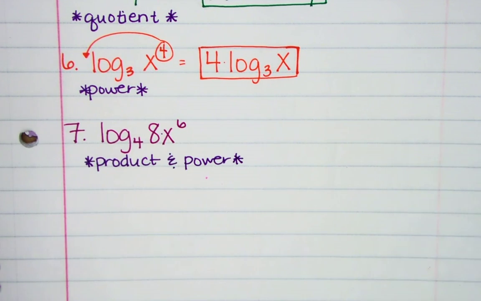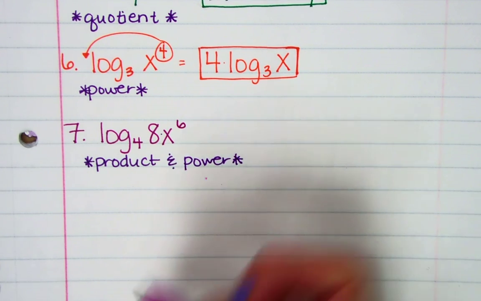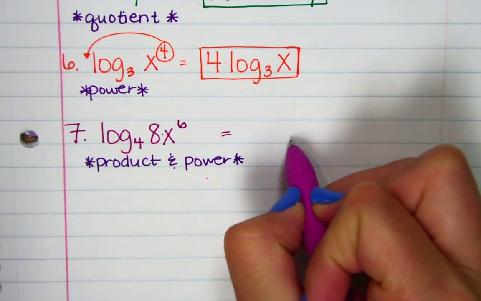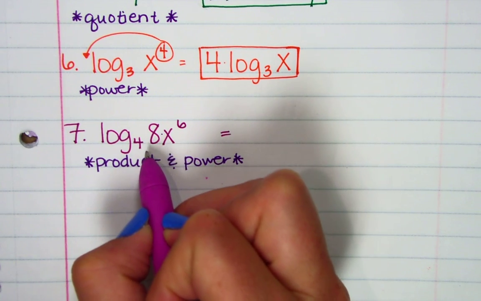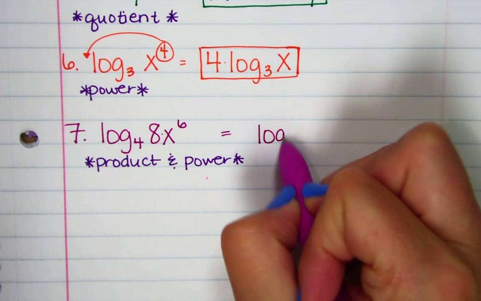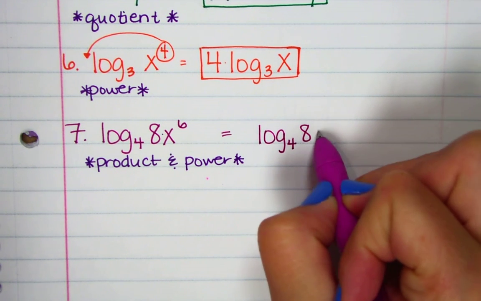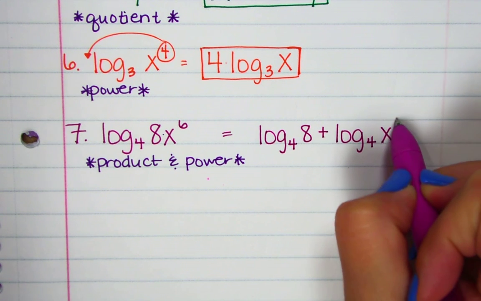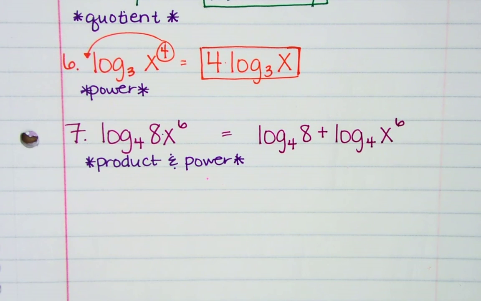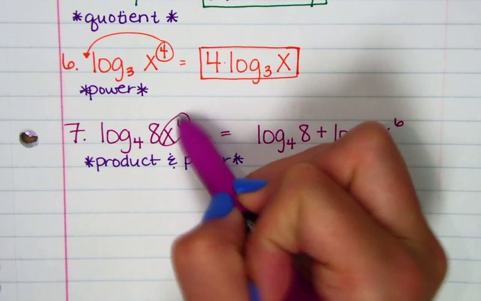What I would do is first, I saw product first, so I would separate that one first. So what does product mean that we do? Add. So it'll be log base 4 of 8 plus log base 4 of x to the 6th power. You'll see the reason that I separate this out. Does that 6th power go to the 8? No, it just goes with the x.